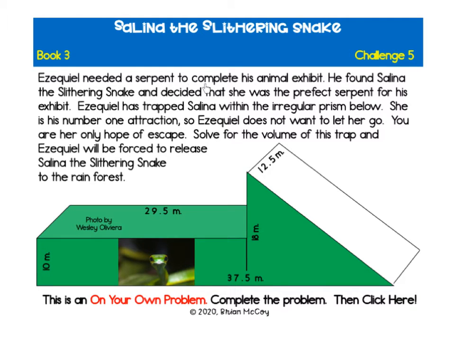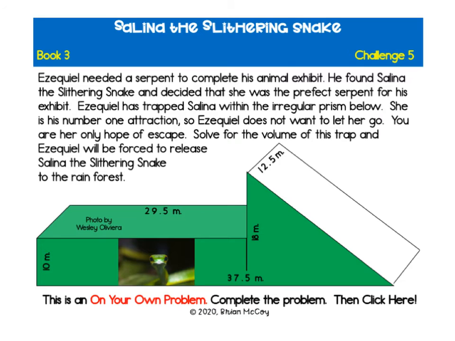Ezekiel needed a serpent to complete his animal exhibit. He found Sylvia the Slithering Snake and decided that she was the perfect serpent for his exhibit. Ezekiel has trapped Sylvia within the irregular prism below. She is his number one attraction, so Ezekiel does not want to let her go. You are her only hope of escape. Solve for the volume of this trap, and Ezekiel will be forced to release Sylvia, the Slithering Snake, to the rainforest.